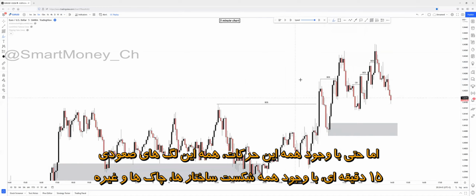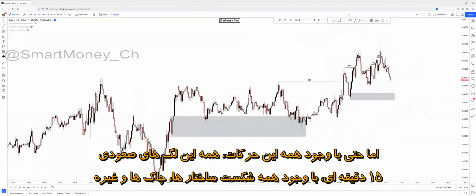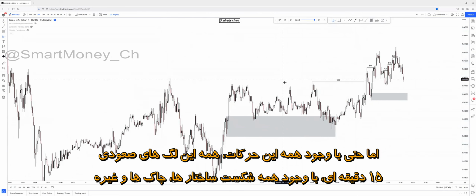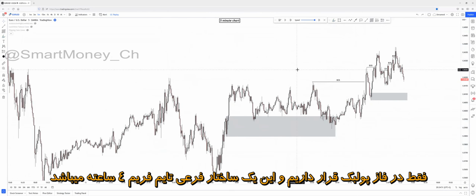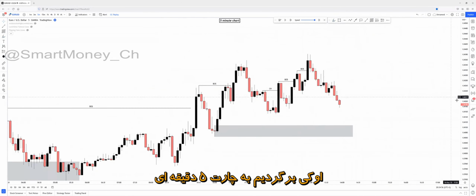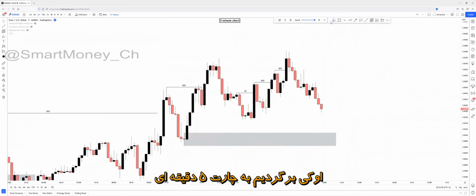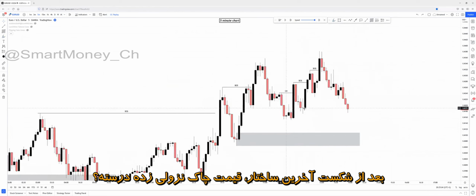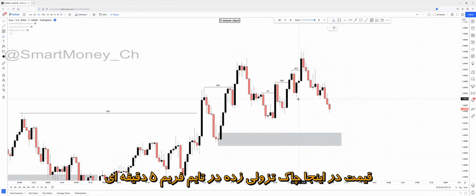But even this whole movement, this whole 15-minute bullish movement with breakout structures, character change, and so on, is just the pullback phase and substructure of the 4-hour chart. But you just have to know the difference. So, back to the 5-minute chart. Last recent breakout structure. After the last recent breakout structure, price has changed character, right? Price has changed character here to the downside.